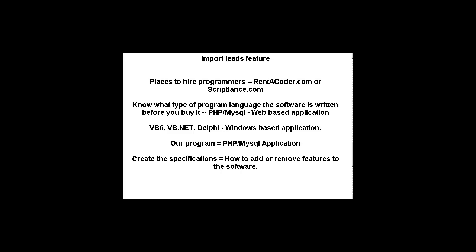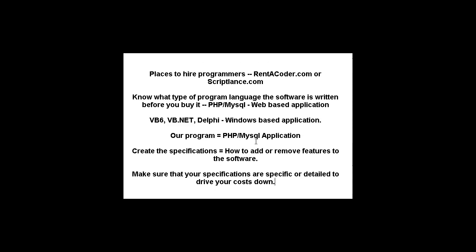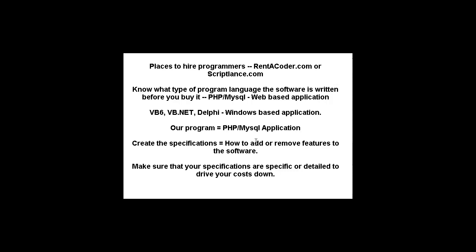If you create specifications that are very detailed and tell the programmer exactly, step by step, what you would like to see in detail, then your costs generally go down. So the main point here is to make your specifications. Once you do that, your costs actually go down.